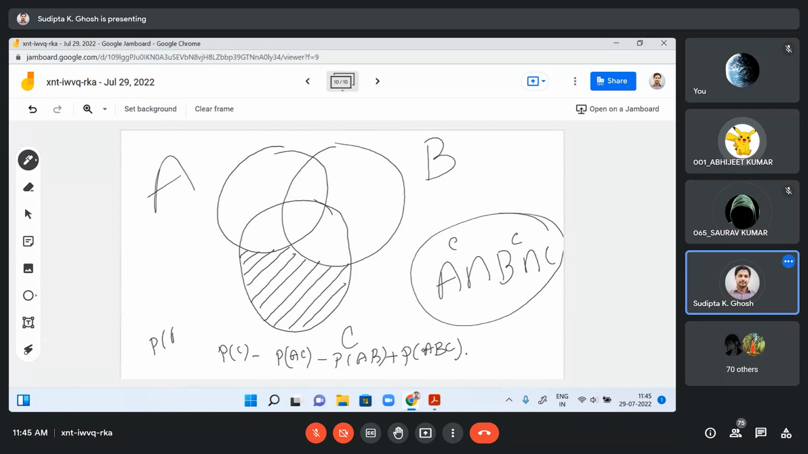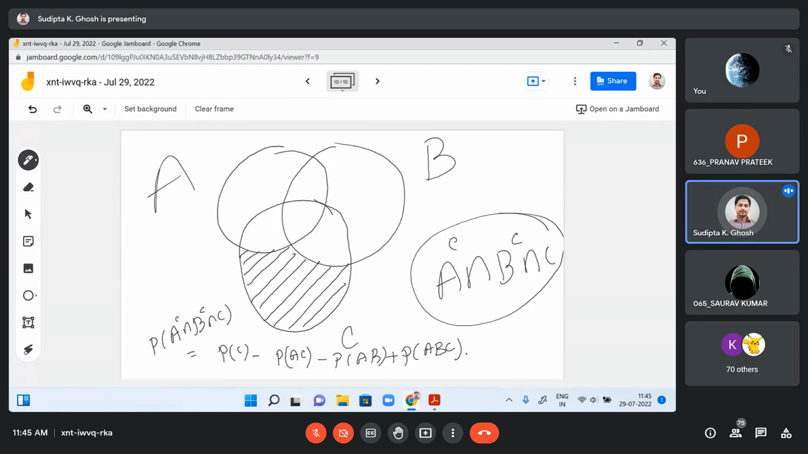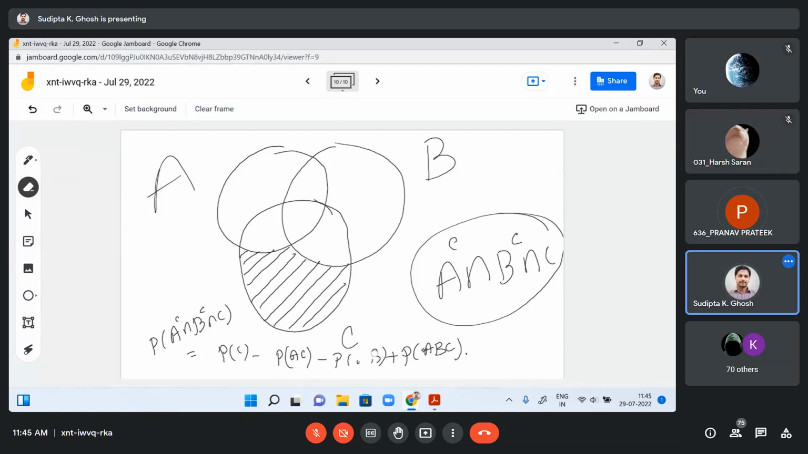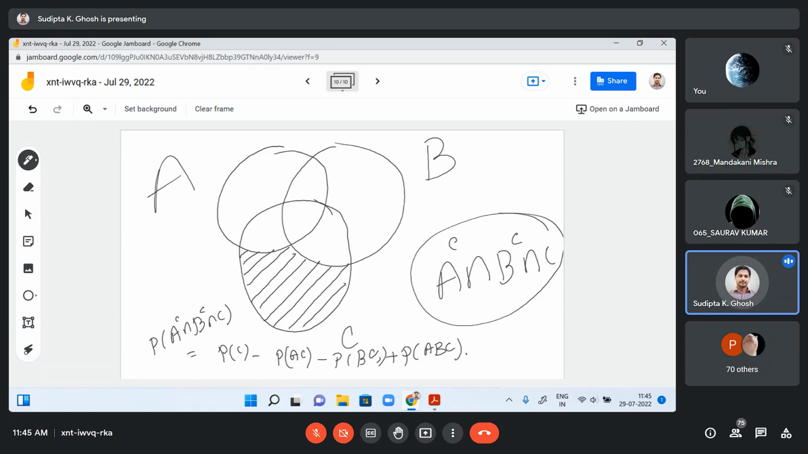In the last class, just check the copy. In the last class, I have explained it very nicely. Probability of C minus probability of AC minus probability of BC, plus probability of ABC. Yes, probability of BC exactly. The second one will be BC. The third. Now it is correct. Yes, sir. Probability of C minus probability of AC minus probability of BC plus probability of ABC, that I have discussed in the last class.